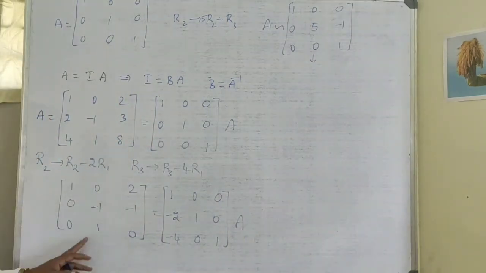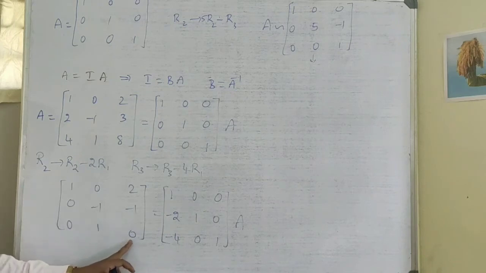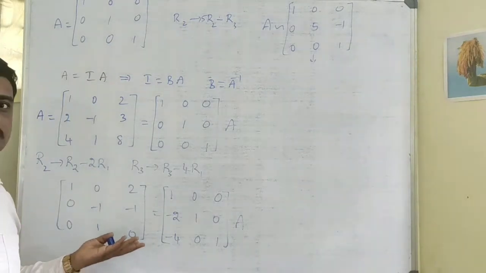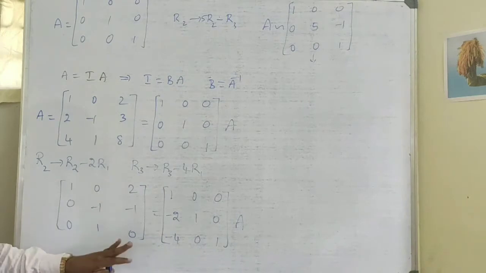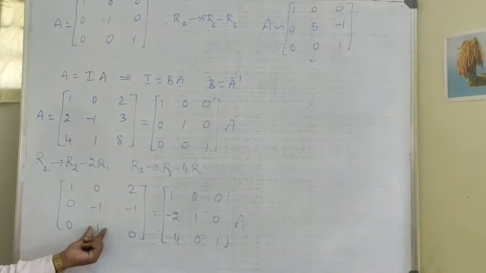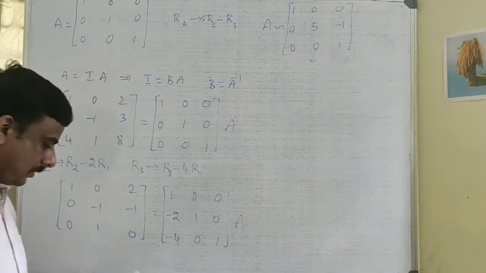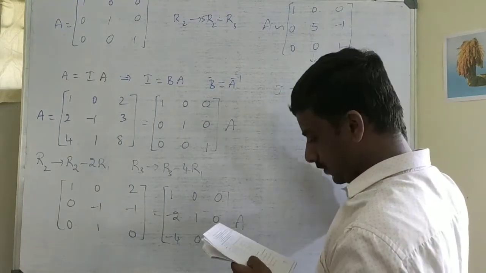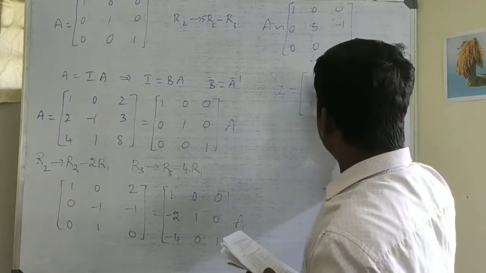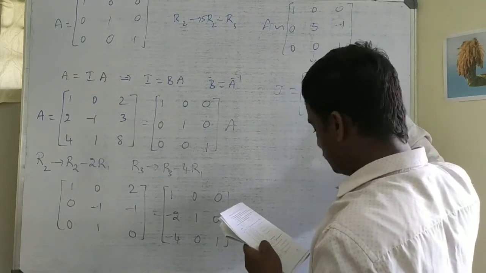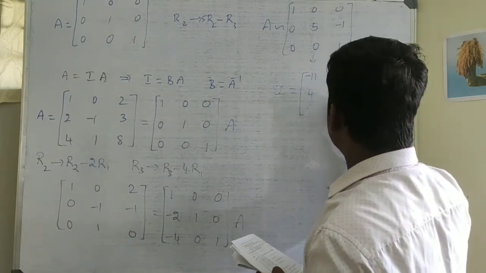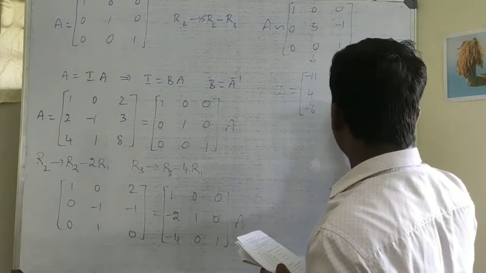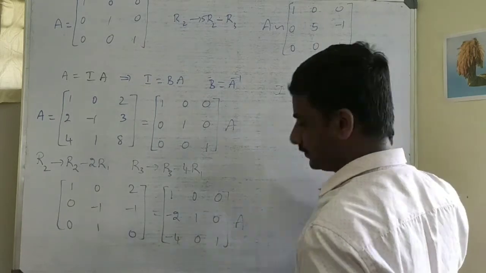Now again apply operations. I have to get 0 here, then I should get 1 here. Applying a series of operations. You have studied these elementary transformations in your second semester. So you can apply further operations to make this 0. This 0 I have to make and this 1. So with all those operations, finally you are going to get I on the left hand side, I equal to minus 11, 2, 2, 4, 0, minus 1, minus 6, 1, 1 into A. So I got this one.